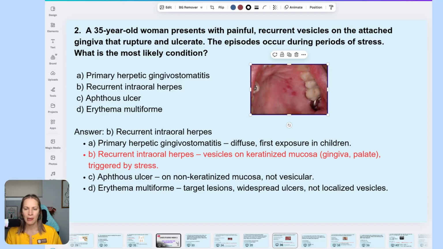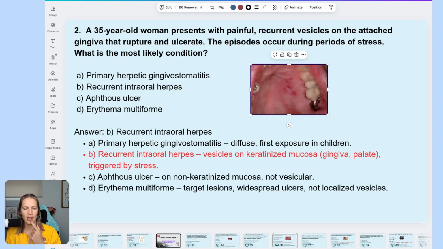Now, A wouldn't be the best answer because it's more so a little bit everywhere. In this question, it doesn't say where it is, but it does say this is a 35-year-old. Primary herpetic gingivostomatitis isn't typically in adults, although I have seen it personally. It's mainly children. So you could have ruled that one out almost right away, and it's not C because this is primarily an aphthous ulcer on non-keratinized mucosa. So the areas inside the mouth where there's not a lot of keratin present.